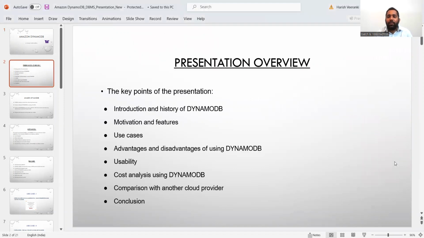and the presentation overview. The key points of the presentation are introduction and history of DynamoDB, motivation and features of DynamoDB, the use cases, advantages and disadvantages of DynamoDB, the usability of DynamoDB, and cost analysis for DynamoDB, comparing it with other cloud providers, and the conclusion.